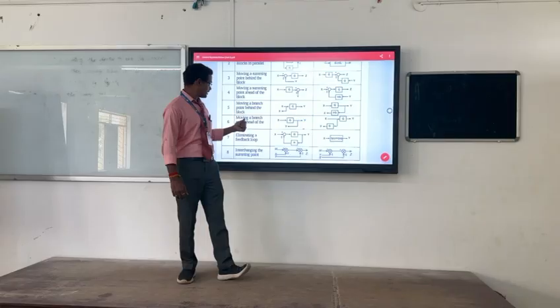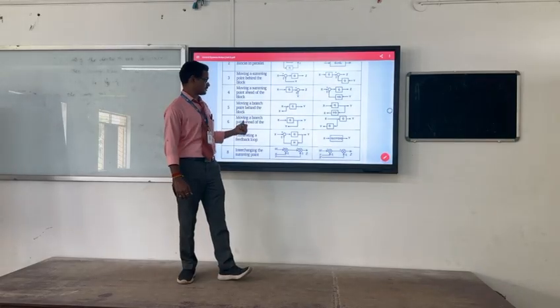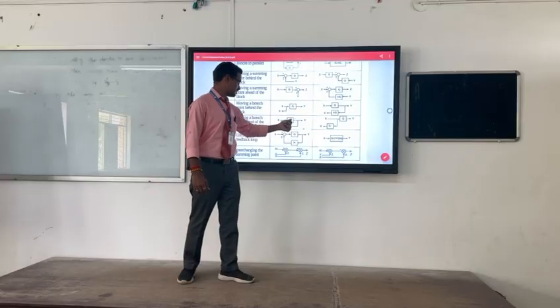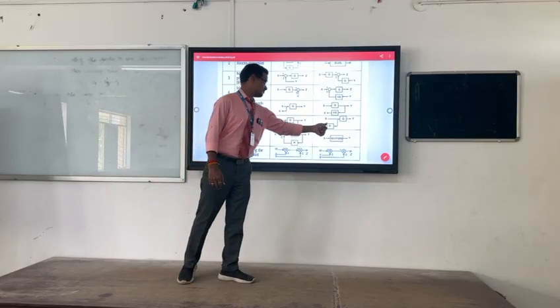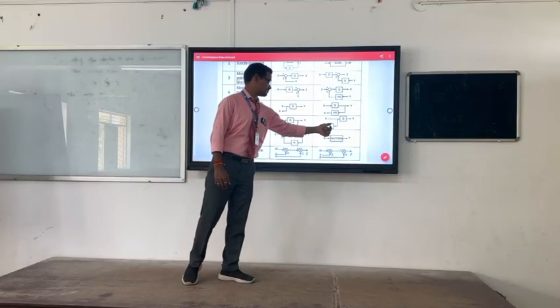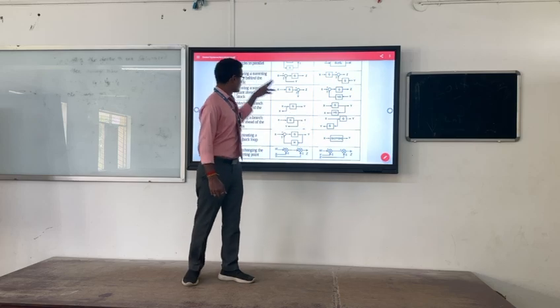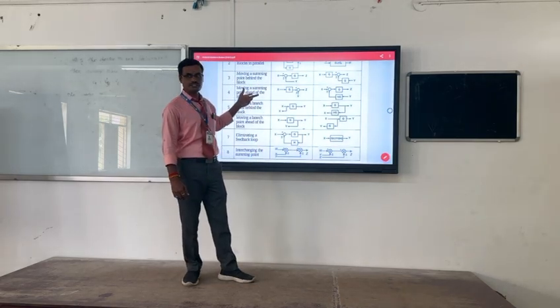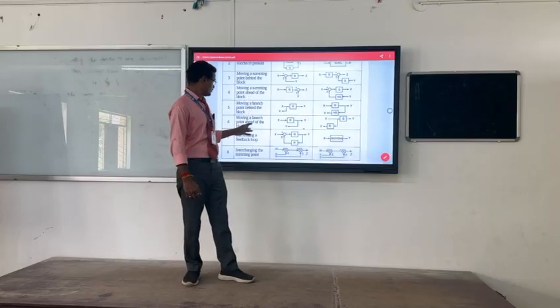The next one is moving the branch point ahead of the block. That means the branch point is moved from here to this point. The block is multiplied with this value. So G will be applied here. That's why in both rules, summing point movement and branch point moving, all four rules are vice versa being changed. That's one of the major rules.